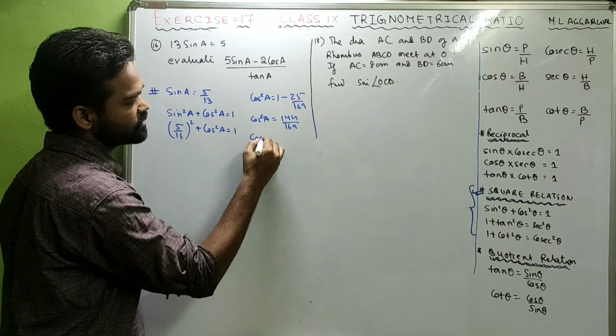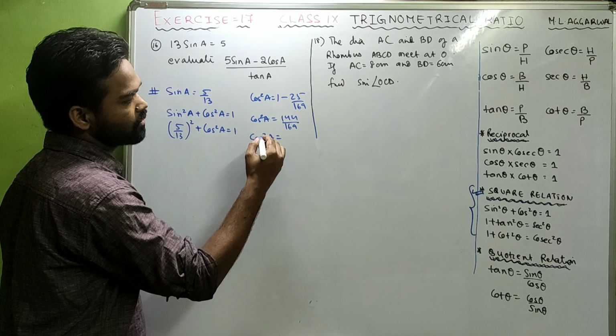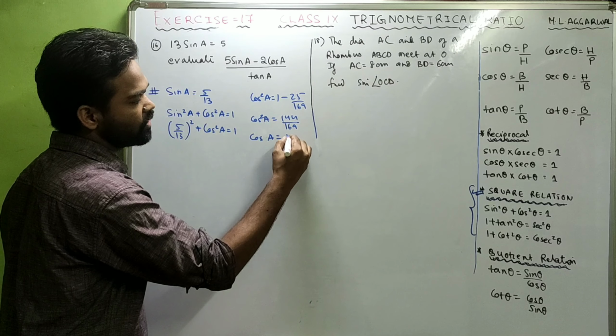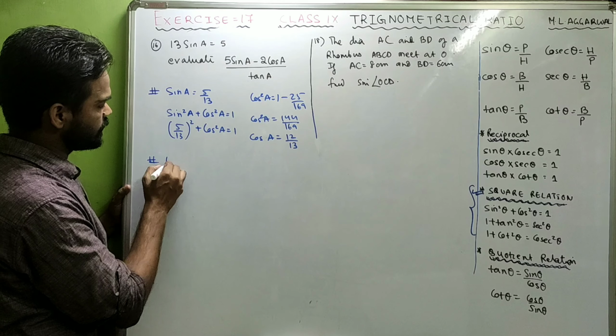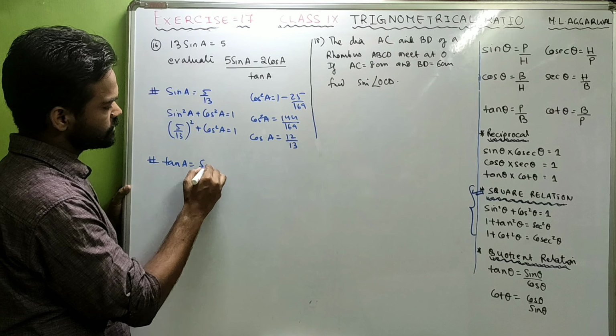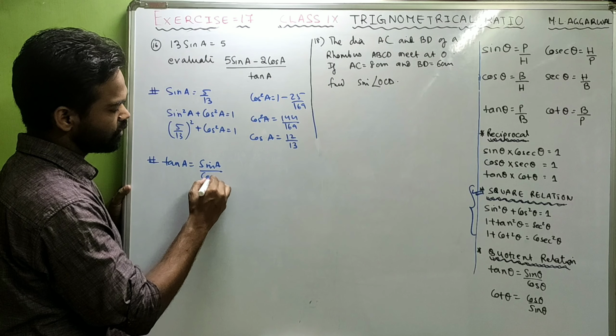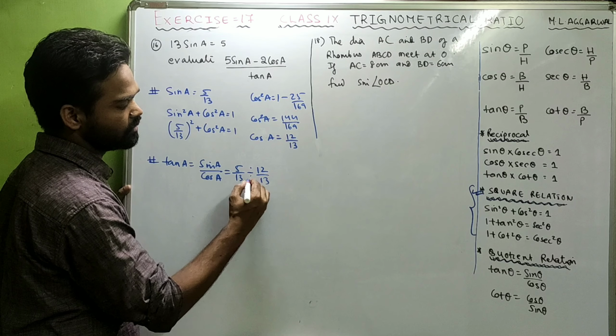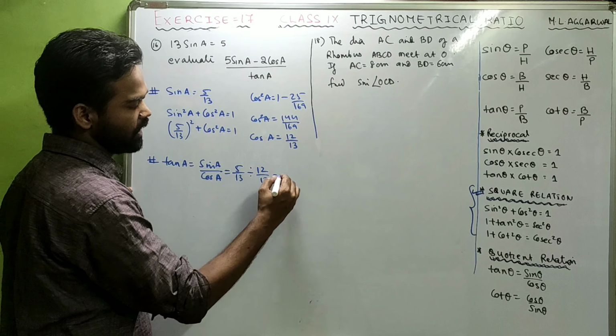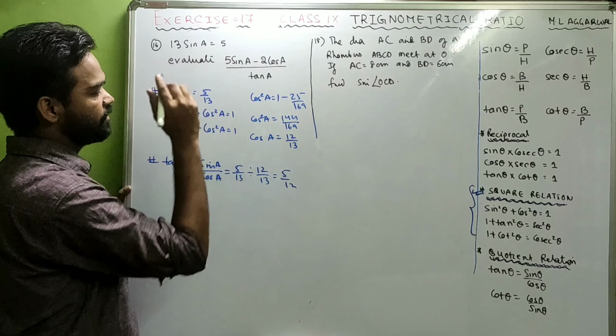We have done tons of sums like this, okay? So cos A will be 12 by 13. Done. Once you get cos A, can I find tan A? Tan A is sin A divided by cos A, the quotient relation. That's 5 by 13 divided by 12 by 13. That's how much? That's 5 by 12. Now find this.